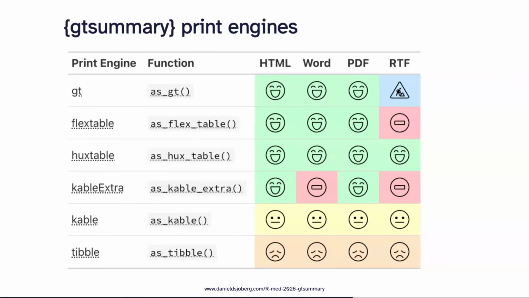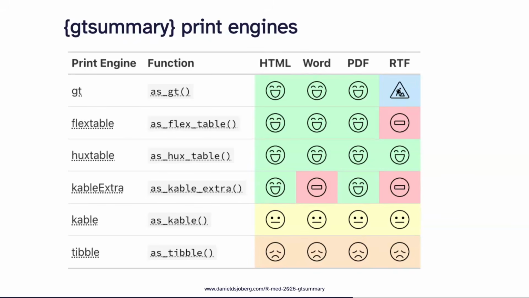Print engines. So one of the things I think that has made gtsummary very powerful and flexible and popular over the years is its ability to harness any one of these popular packages to print your table. So obviously gt is in the name of the package. That was the original printer. That's my favorite printer. It might be your favorite printer. And that's the one we started with. But you can also convert any gtsummary table to a flextable, to a huxtable, to a kableExtra, to kable, or even just to a straight up table.